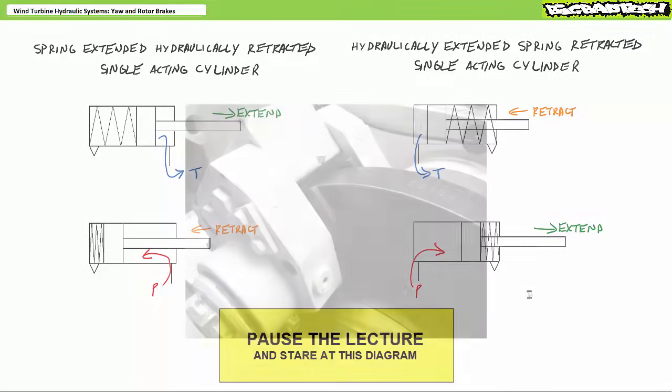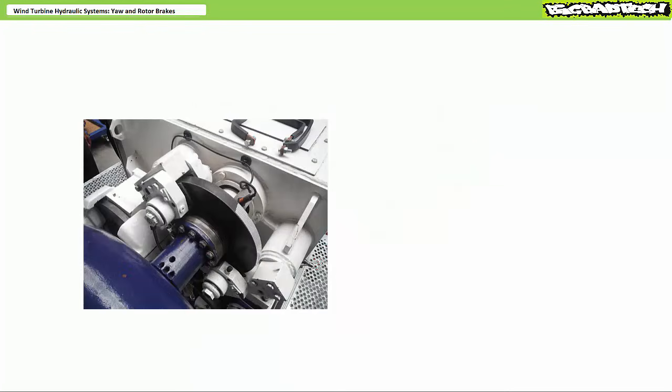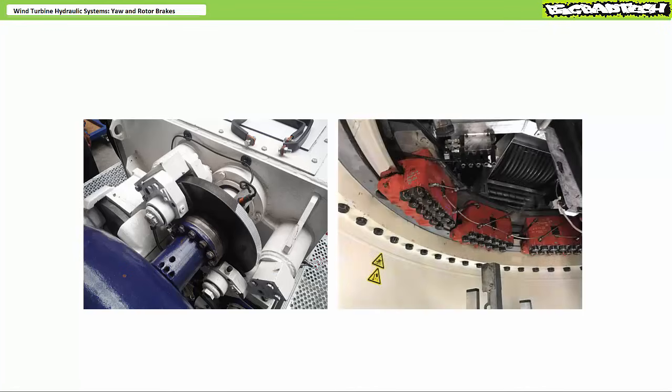Moving on. Brake cylinders, regardless of type, are housed in a device known as a caliper. When applied, the caliper grips a braking surface like a disc affixed to a rotating shaft, or in the case of the yaw brakes, a lip extending from the yaw ring such that it applies a counter torque to slow, stop, and or hold the braking surface in place.